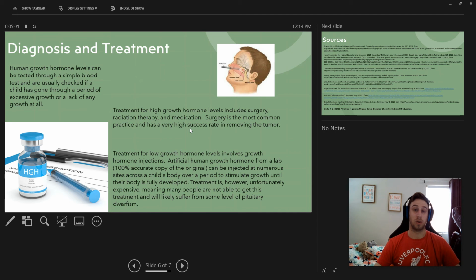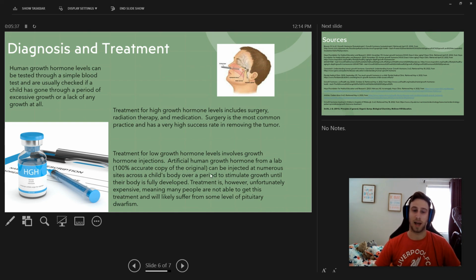For low growth hormone, a lot easier. We have growth hormone injections, synthetically grown in a lab. However, it is chemically 100% accurate to natural human growth hormone, and they will rotate those injections into different sites of a child's body. They will keep it going around these different spots up until they believe that the child's either developed and their levels have evened out, or until they are fully grown and no longer require as much growth hormone, in which case they will slow down and let it stabilize.